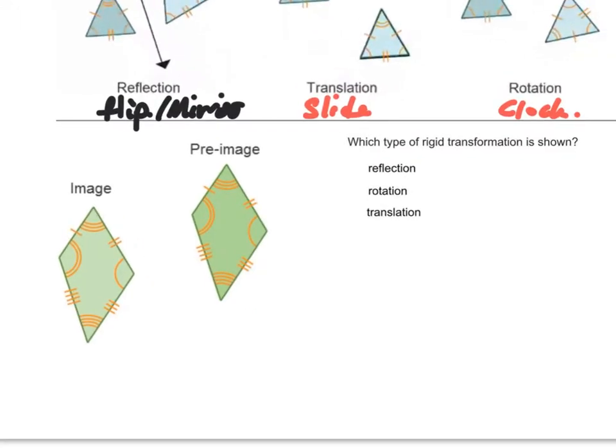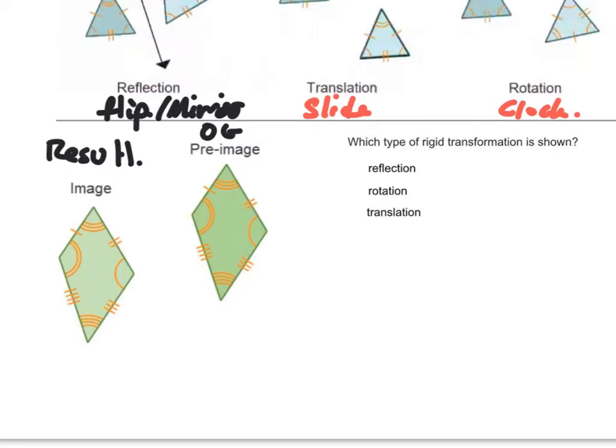So here's what you've got. On this one, you have the preimage. This is the original. We can call that the OG image. And then we have the image. This is the result. So the question is, what type of rigid transformation is shown? What we see is that corresponding angles are congruent and corresponding sides are also congruent.